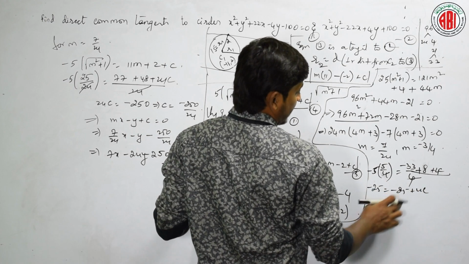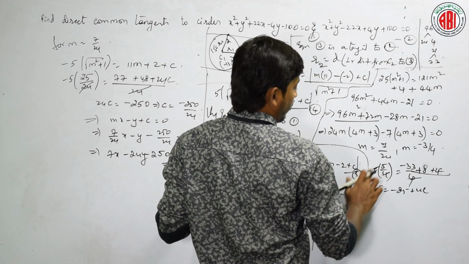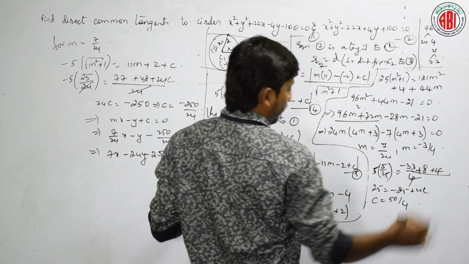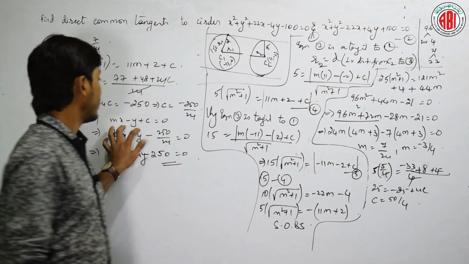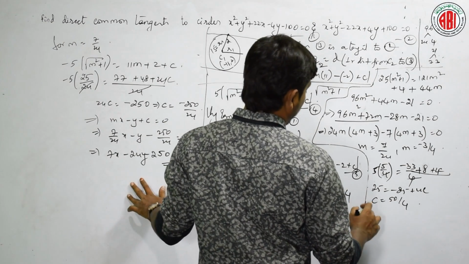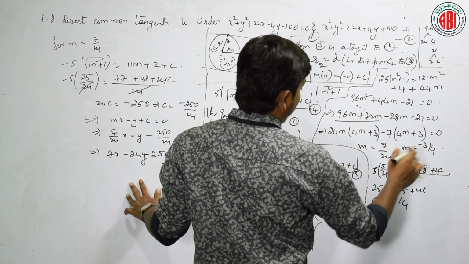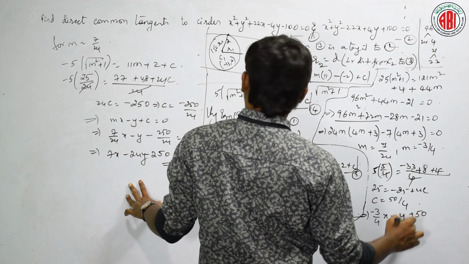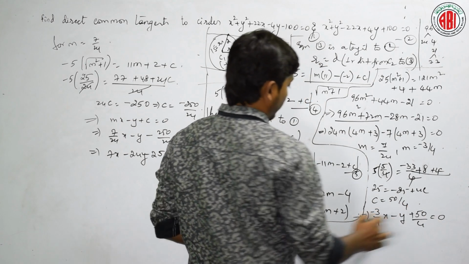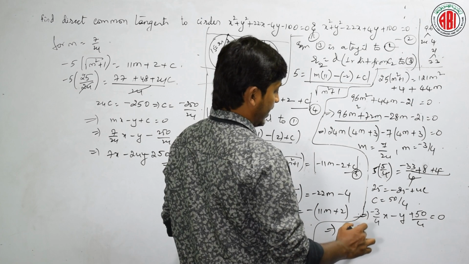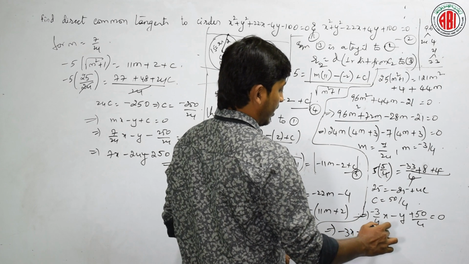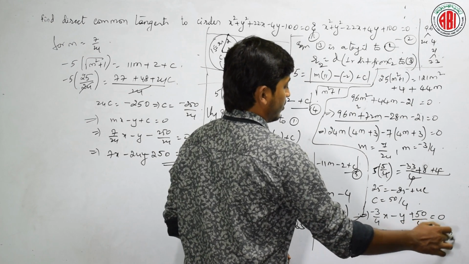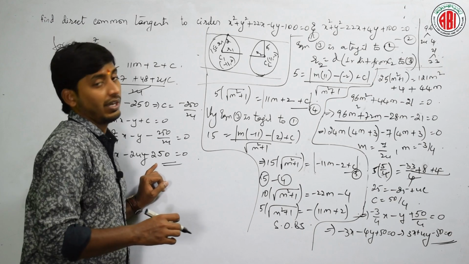Here we will get c as 0, or else let me take only plus here. So, we will get c is equal to 50 by 4. Let us substitute the same in this equation, that is y = mx + c, where m is minus 3 by 4: y = minus 3 by 4 x plus 50 by 4. Therefore, my equation will be minus 3x minus 4y plus 50 equal to 0, that is 3x plus 4y minus 50 is equal to 0. This is one equation and this is one equation.